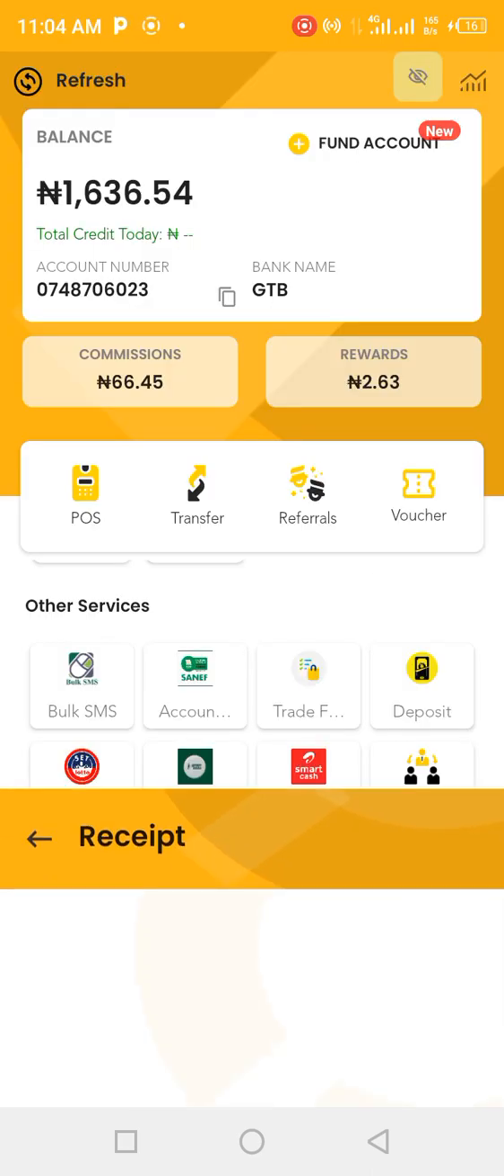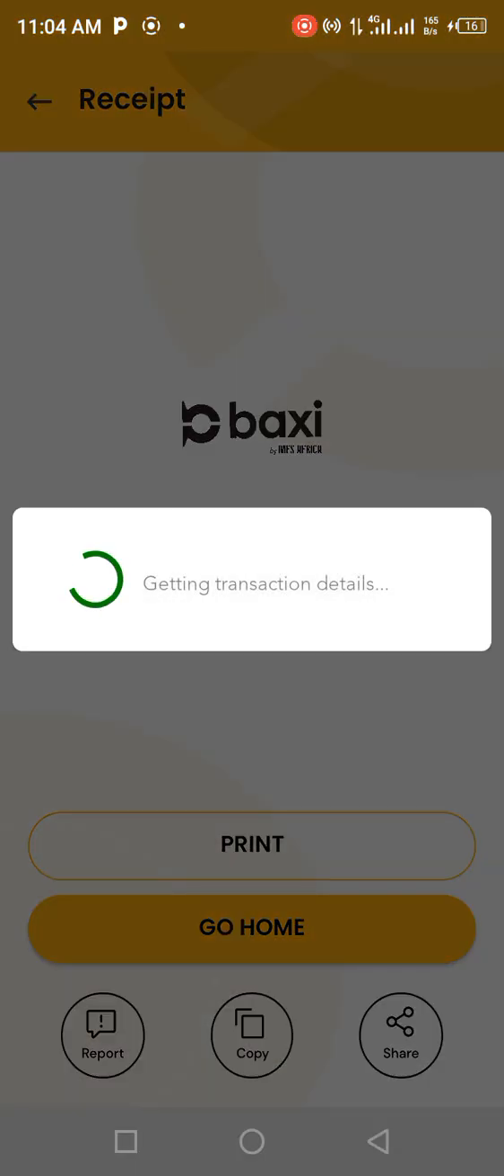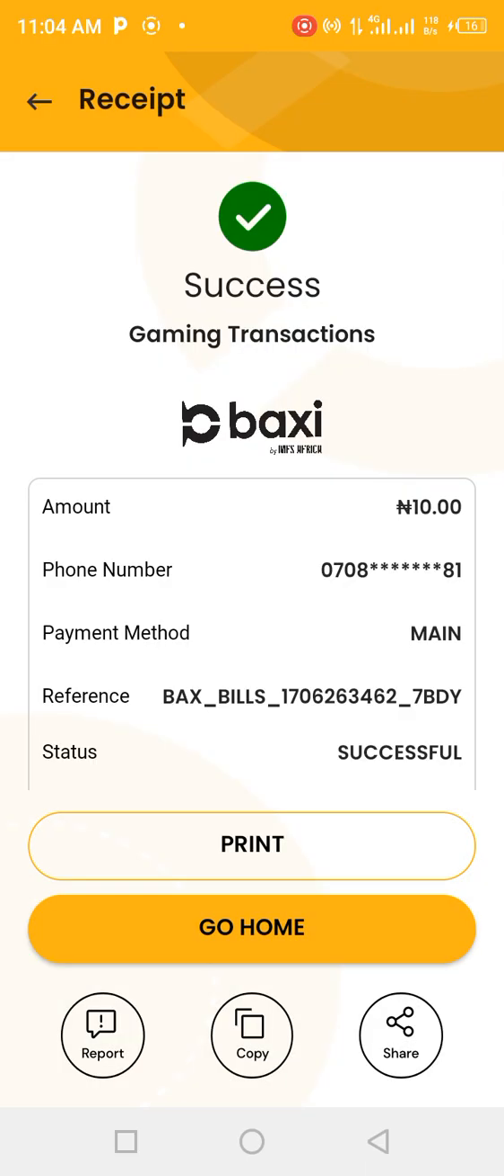You can view ticket. Let's see. If this were played on POS, it would be more detailed. But because I am showing this on WhatsApp, that is why you have it in this form. Okay, all right.